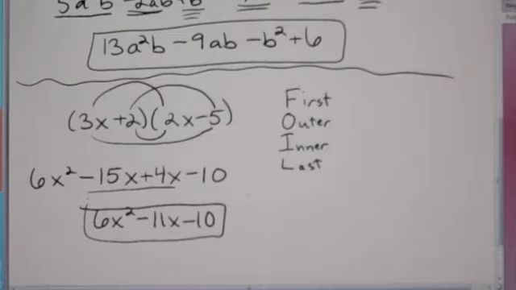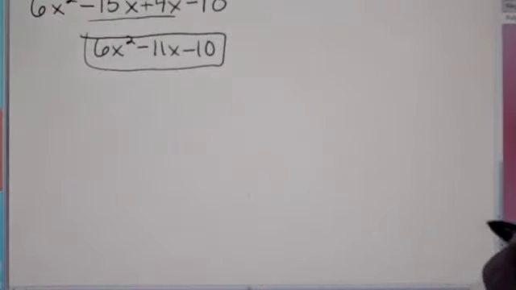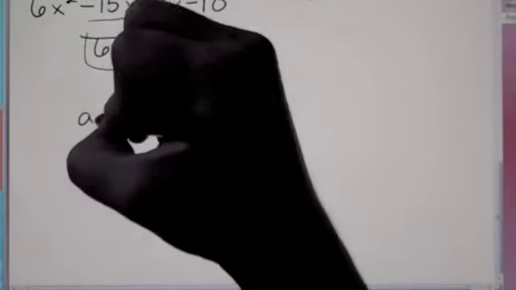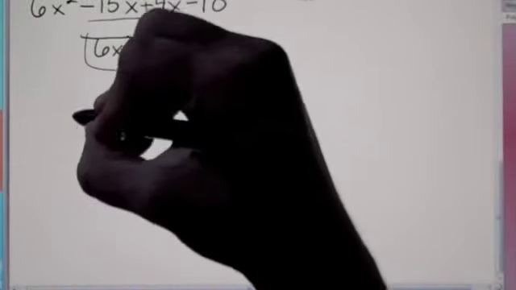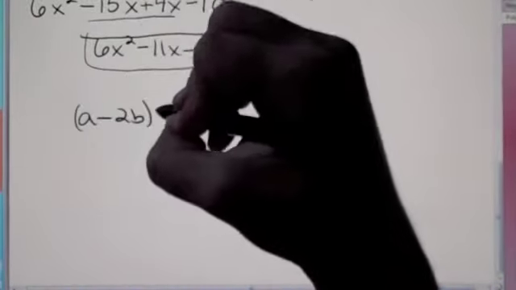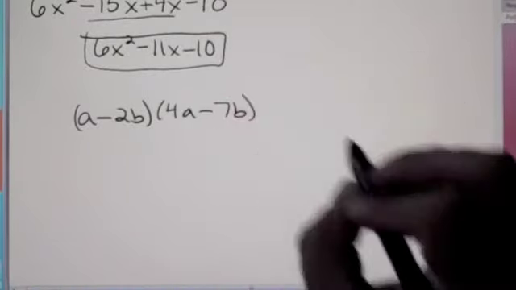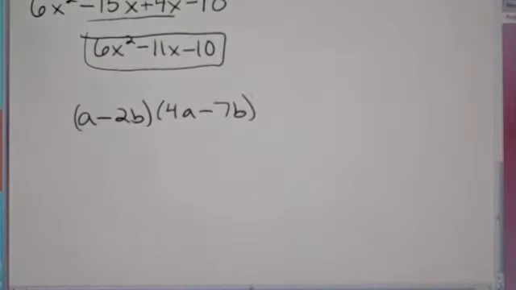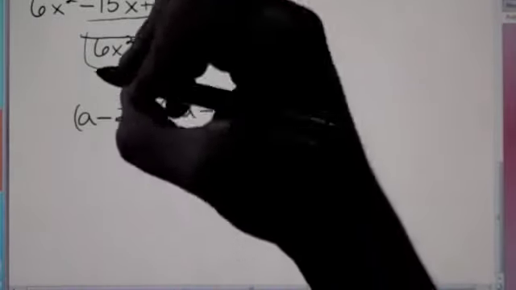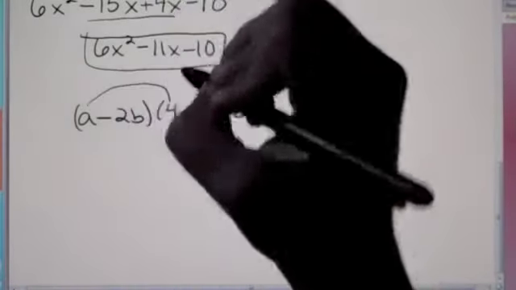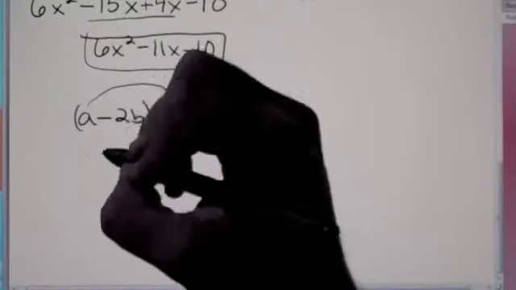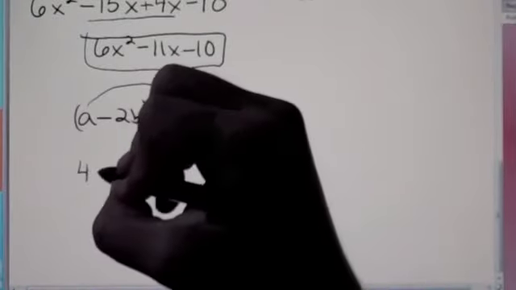Alright, so let's just do a couple more of those so you get the hang of this, and then we'll be done. Still going to stick with the FOIL method. We have a minus 2b times 4a minus 7b. So again, first, outer, inner, last. First, we have a times 4a. 1 times 4 is 4. A times a is a squared.